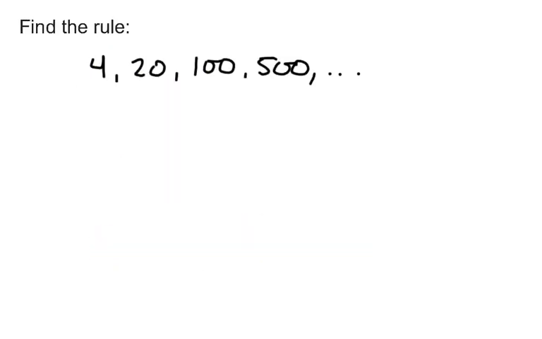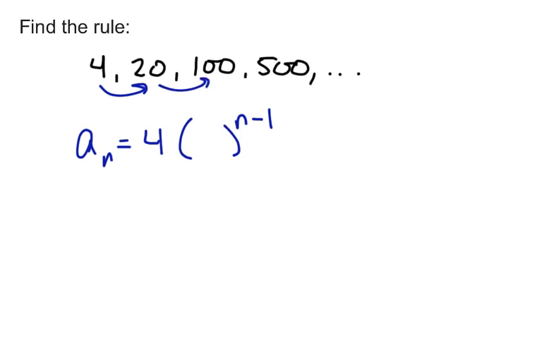So we want to find a rule for 4, 20, 100, 500. The nth term is going to be the first term times the common ratio n minus 1 times. Well, what's the common ratio? How do we get from here to here, and here to here, and here to here? Well, we're multiplying by 5 every time. So our common ratio is 5.